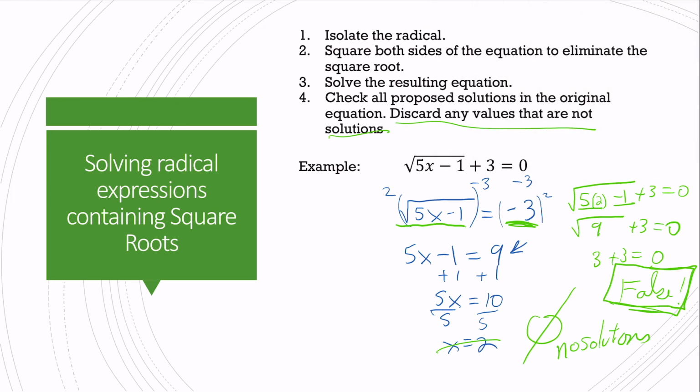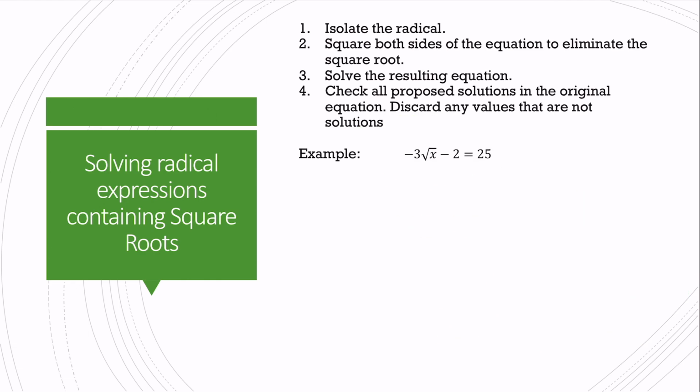We'll do some more of these. So I have negative 3 square root of x minus 2 equals 25. So I can add 2 to both sides. So I have negative 3 square root of x is 27. I can divide both sides by negative 3. So I have square root of x is negative 9. And that might already be our hint. Okay, square roots can never be negative, but let's follow our steps.